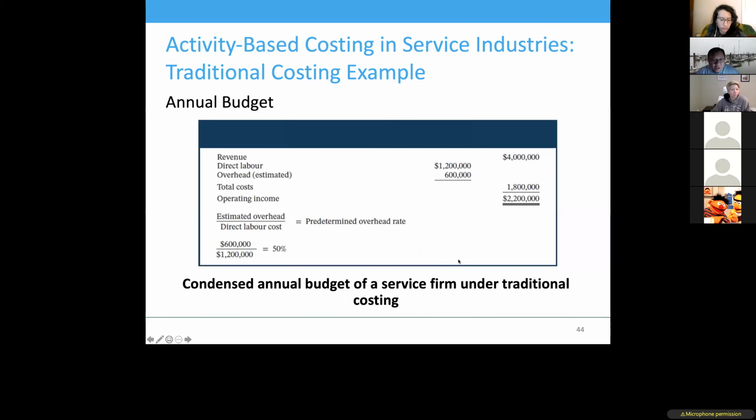So there's no direct materials because this is a service. Some service companies may need materials, but in this example there's no materials. Together the cost is 1.2 million plus 600,000, so 1.8 million. So operating income is 2.2 million, right? So this is for the traditional costing.